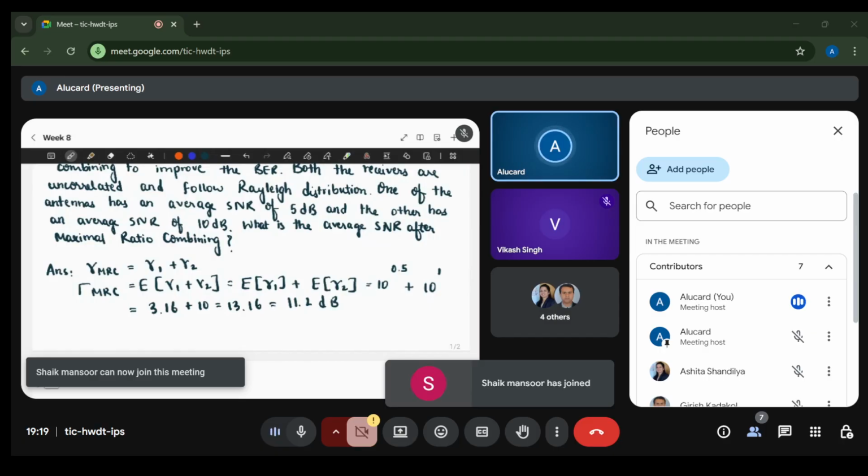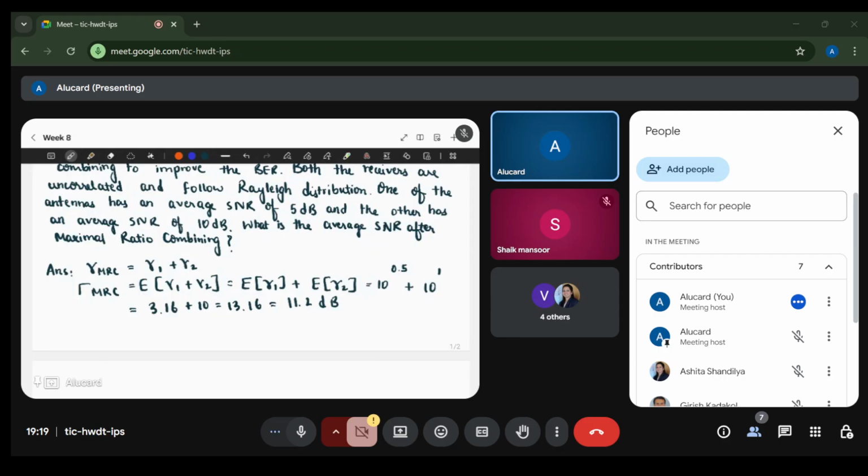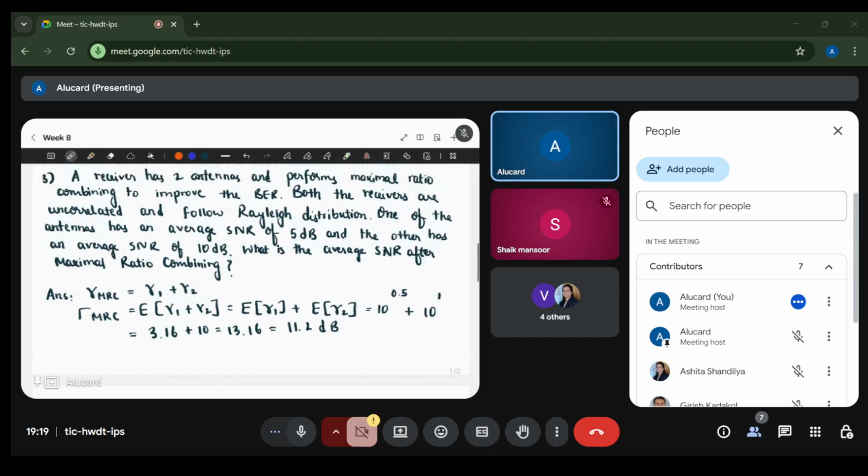So you have to be careful. You shouldn't add the quantities in dB directly. I just took some example numbers. In your assignment, you will have different numbers, but the formula will be the same for maximum ratio combining with two uncorrelated antennas.